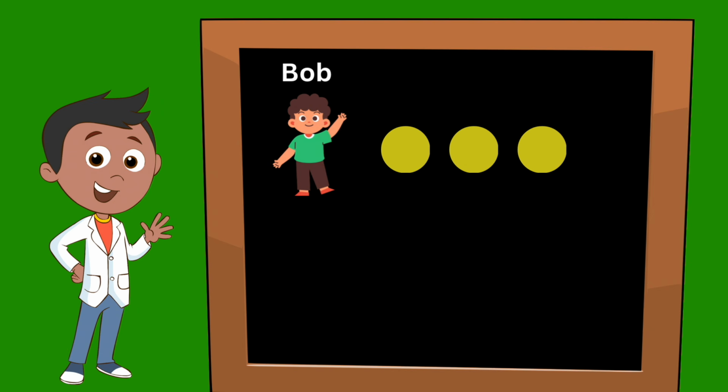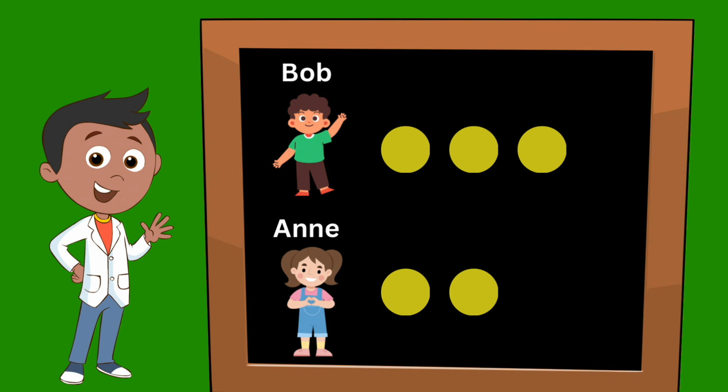Our next sentence says that Anne has 2 trucks. Let's meet Anne. Oh, there she is. Hi, Anne. If Anne has 2 trucks, then we're going to draw 2 circles. Notice I put the circles right underneath Bob's circles. This makes it easy for us to draw our lines.